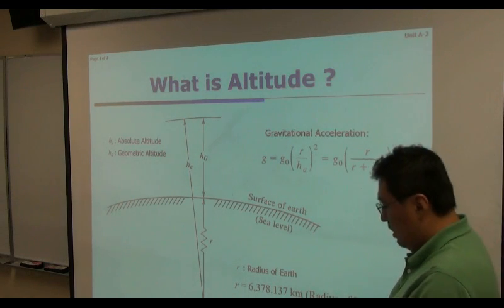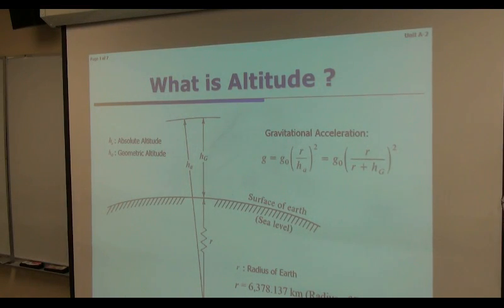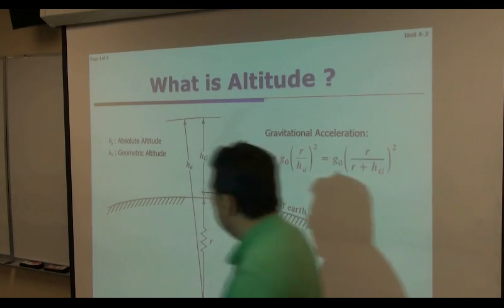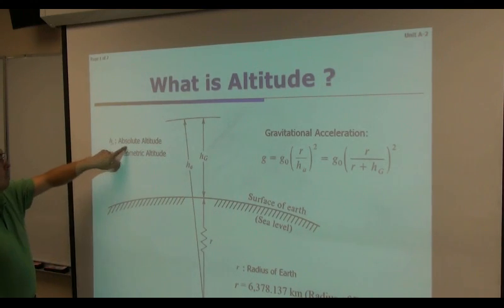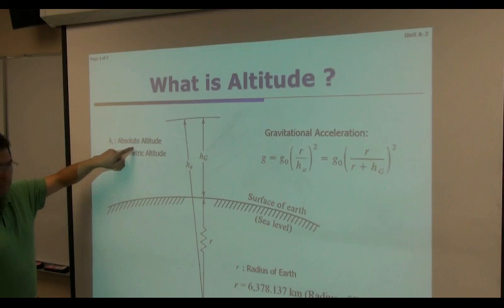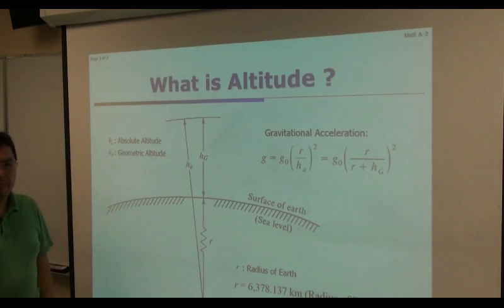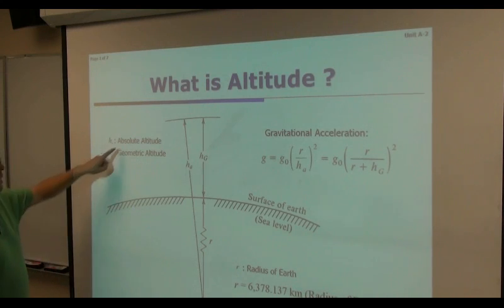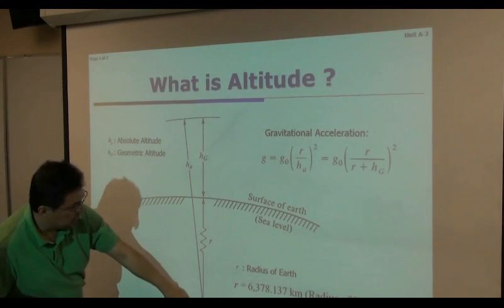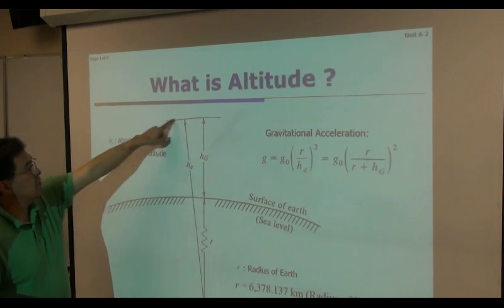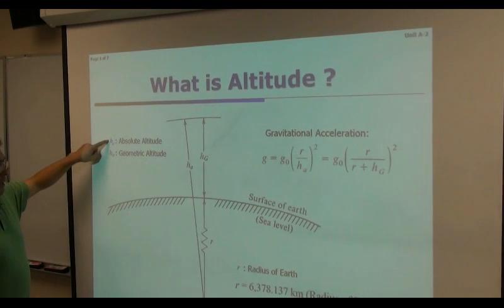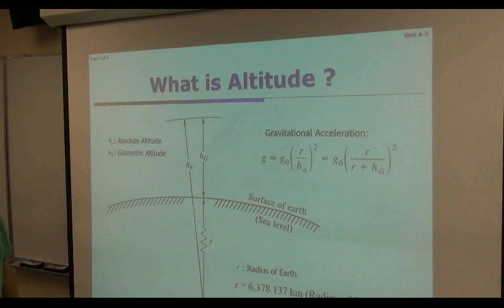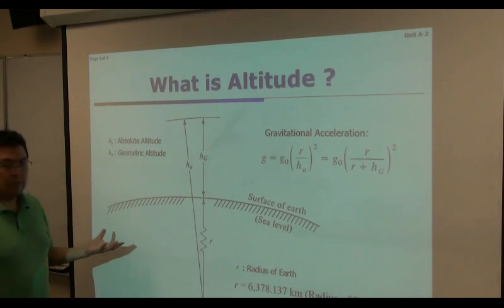Alright, so this is page 1 of the Unit A2 notes. This page describes different types of altitudes. Now altitude comes with two different definitions. One of them is called absolute altitude. This is usually employed by spacecraft dynamics, attitude control. This is the distance measured from the planet's core to the location of altitude. So this is called absolute altitude, H sub A. This is usually employed by space mechanics people. Now this is an aerodynamics class, so we're not going to use this one.